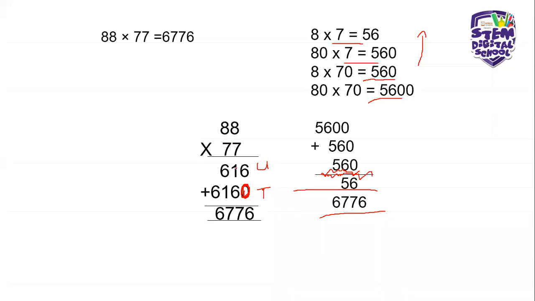7 times 8 is what? 56. So I drop the 6 and I carry over the 5. And then I say 7 times 8 again is what? 56 plus 5 is 61. Then I add 6 plus 0 is 6. 1 plus 6 is 7. 6 plus 1 is 7. 6 plus nothing is 6. So the final answer is 6,776. I hope we've understood and I hope we've written it down.